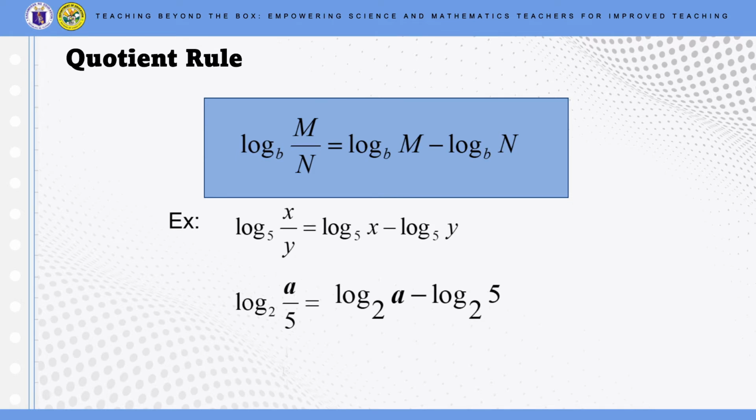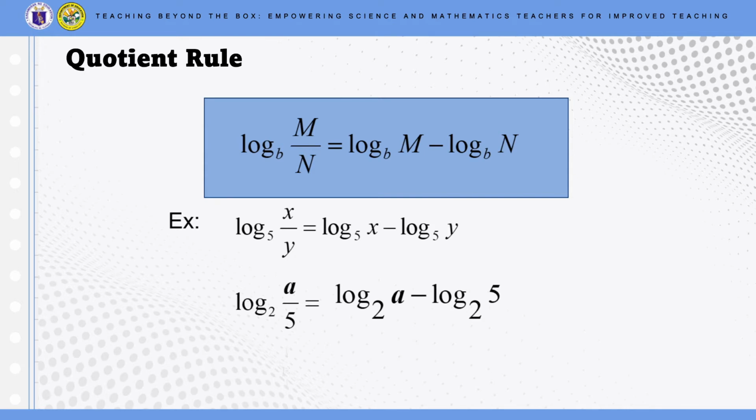Again, beware of this common error. The logarithm of 8 divided by 4 base 2 is not equal to the logarithm of 8 base 2 divided by the logarithm of 4 base 2. It should be: the logarithm of 8 divided by 4 base 2 is equal to the logarithm of 8 base 2 minus the logarithm of 4 base 2.